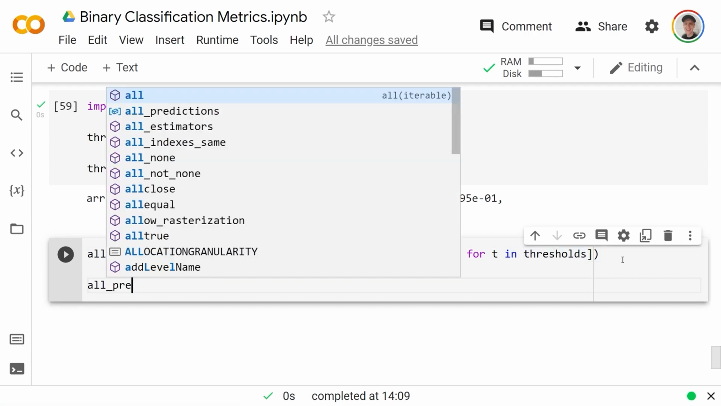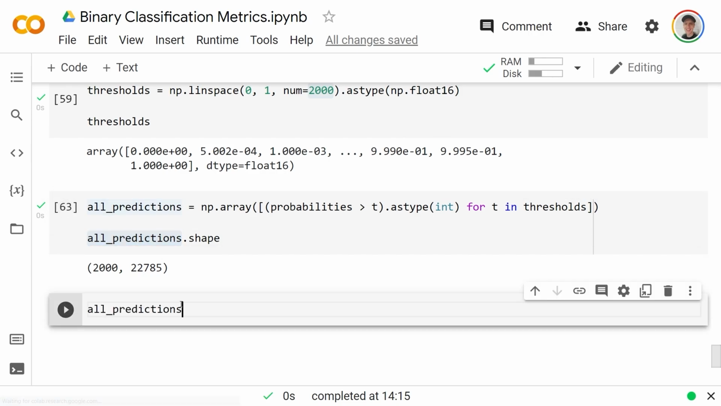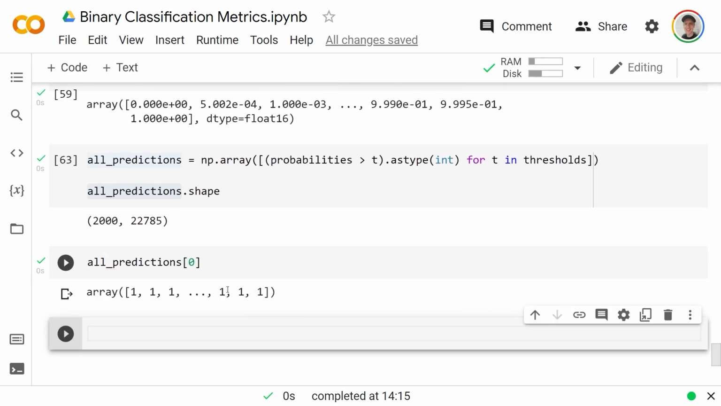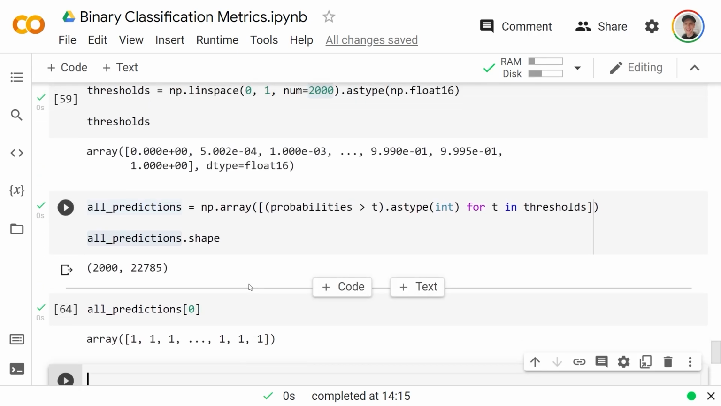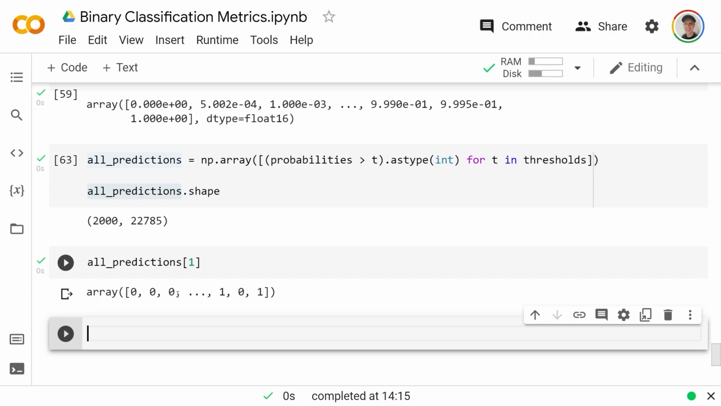The all_predictions.shape is 2000 rows by 22,785 columns, so 2,000 thresholds, and these are all the different values. If we look at one of them, so all_predictions sub 0, corresponding to what will actually be this 0 threshold, well, they better all be 1s because we're giving absolutely no chance for it to be predicted as negative. If we give it a little bit of leeway, you will start seeing some negative values.